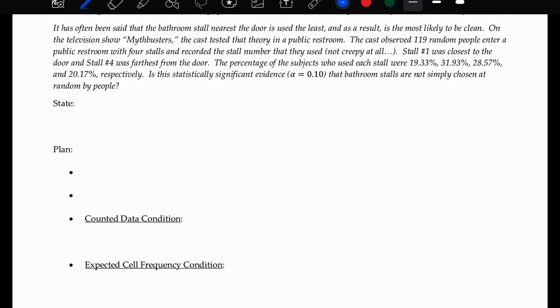Is this statistically significant evidence at an alpha level of 0.10 that bathroom stalls are not simply chosen at random by people? Let's go ahead and state our hypotheses, but I'm going to let you take a moment to think about what the hypotheses would be here. If you're going to write it down, we're going to do this in words and not in symbols. So take a moment, pause, and then I'll show you what I came up with.